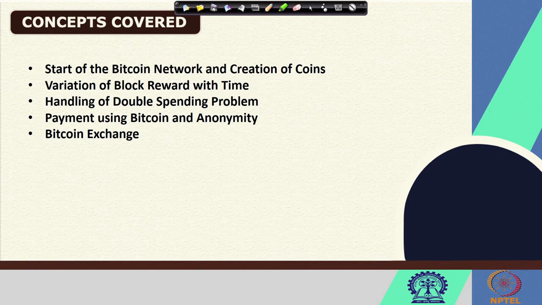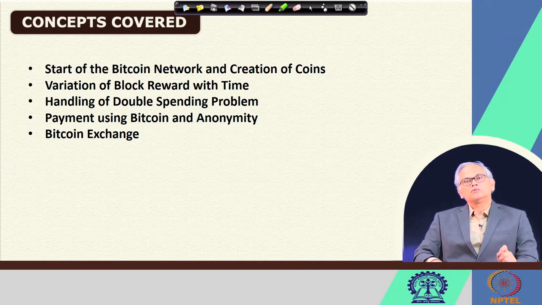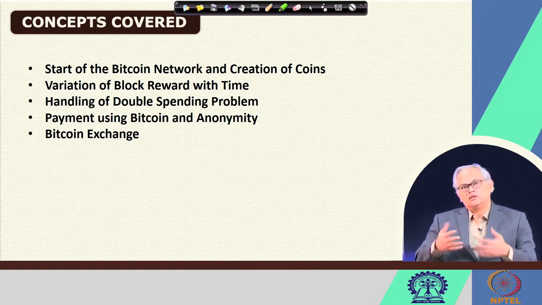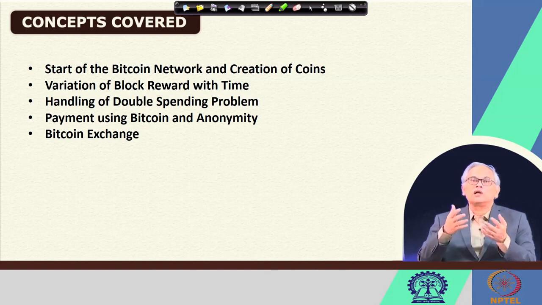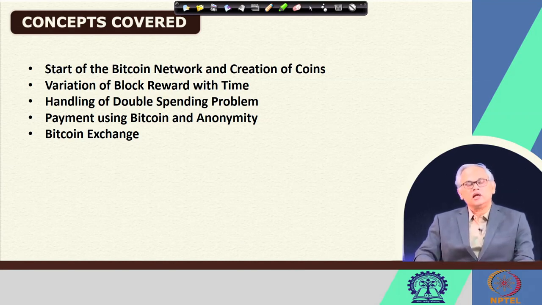The concepts that we plan to cover in today's lecture are as follows. We will see how this Bitcoin network had started and how coins were created, how the block reward, the reward you get for generating new blocks, has changed with time and the reason for doing it, and then how double spending is handled, the problem that otherwise is of concern, and also how payment can be made using Bitcoin in real life and also its anonymity.